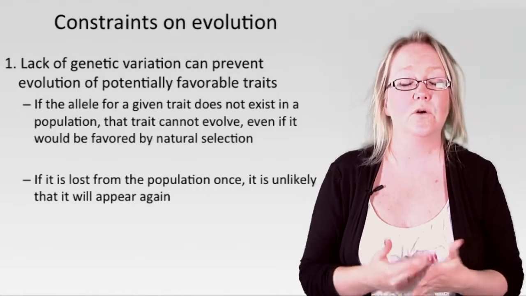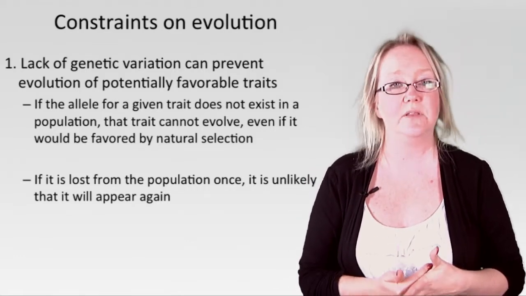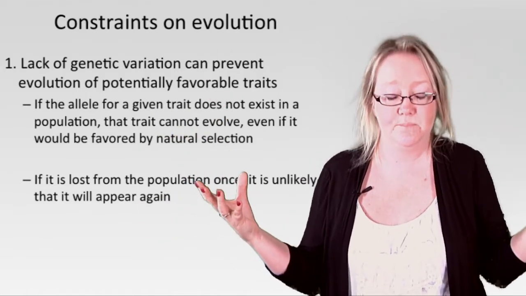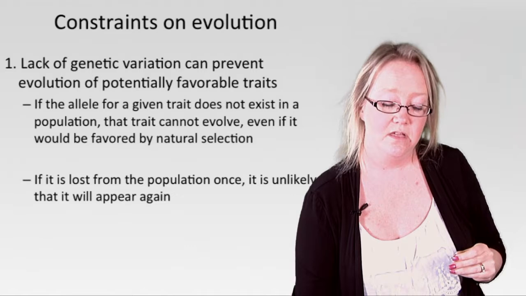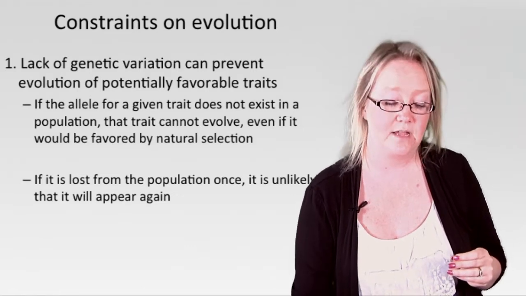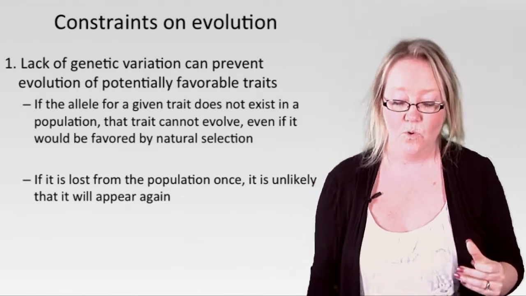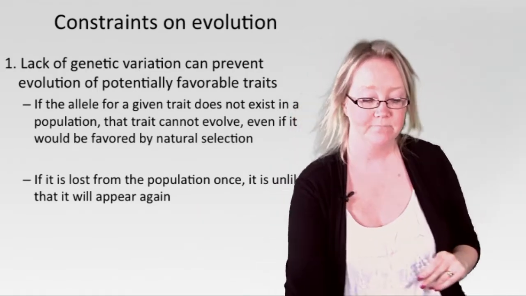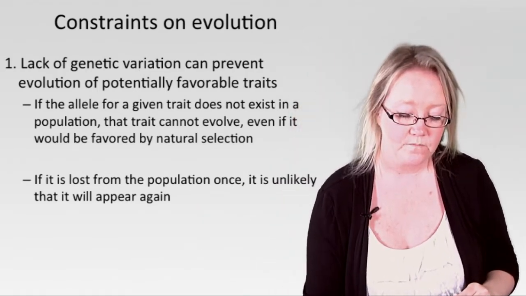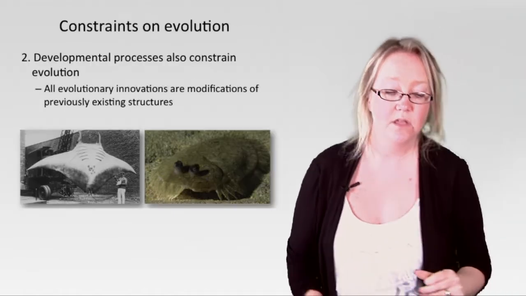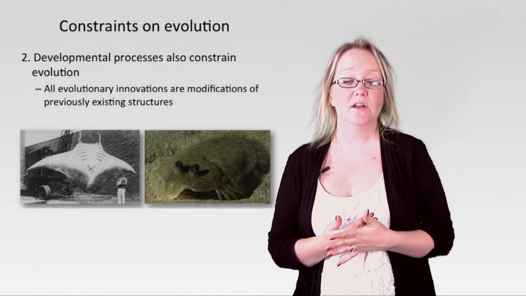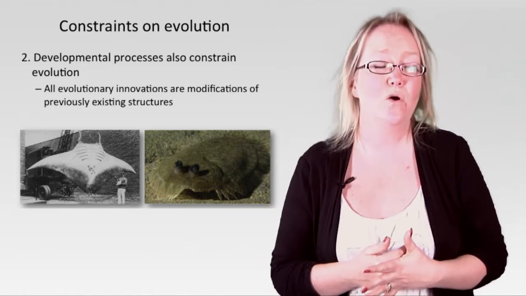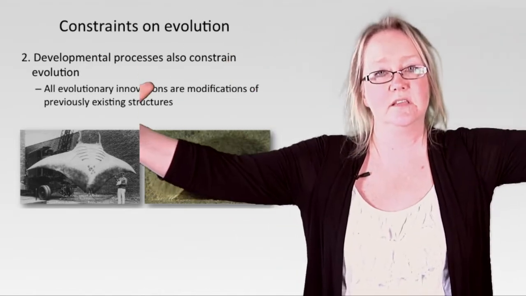So if an allele for that particular trait does not exist in the population, it's not going to suddenly poof up and potentially exist in the population, therefore it cannot be selected for. Once it's lost from the population, generally it's not coming back. So that kind of creates a problem sometimes. Evolution can only work on what is already existing. So we are not poofing anything into existence.